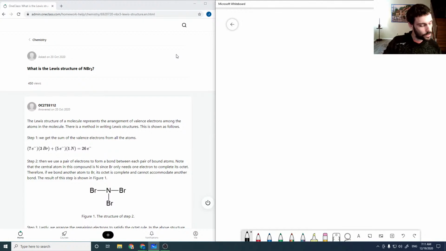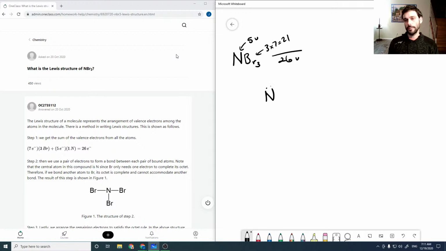What is the Lewis structure of NBr3? All right, so NBr3, nitrogen has 5 valence. Each of the bromines contributes 7, so that's 21. So in total, we have 26 valence. I'm just going to try it the simple way and then correct after. And so this looks good. We have all of our electrons represented, and we can get our bonds.